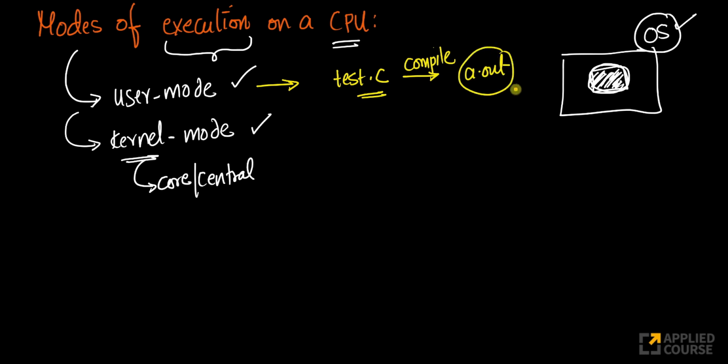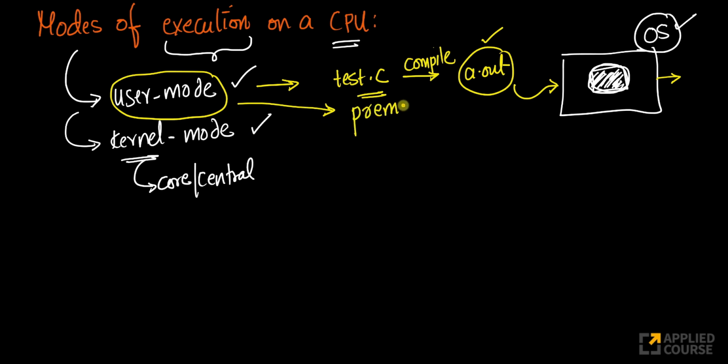This code is submitted to the operating system. The operating system takes over this code, loads it into memory and gives the control to the control unit in the CPU for it to execute this whole program. And of course, the operating system controls the whole execution of this program itself. Now, every user submitted program runs in user mode. In user mode, there are a couple of important aspects. Preemption is very much possible.